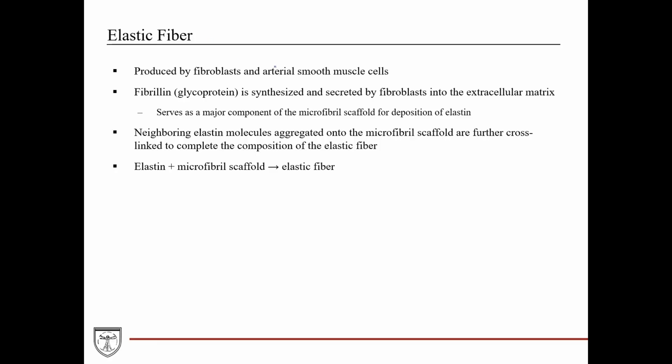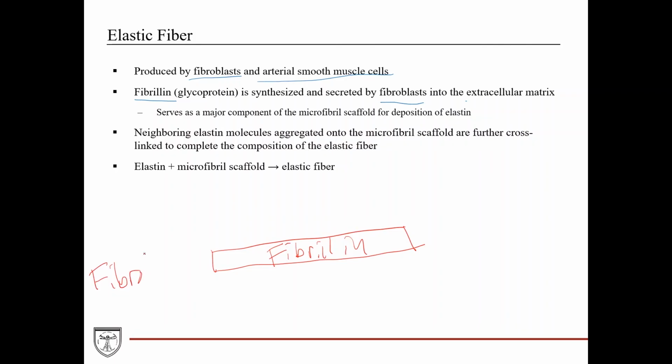So the elastic fiber, once you have elastin, then you need to create the elastic fiber. These are produced by fibroblasts and arterial smooth muscle cells, to help contribute to that flexibility of larger arteries. So you have fibrillin, which is a glycoprotein that's synthesized and secreted by fibroblasts in the extracellular matrix. And so we'll draw just kind of a cartoon here. So this will be your fibrillin here. This will be a glycoprotein that was secreted by the fibroblast.